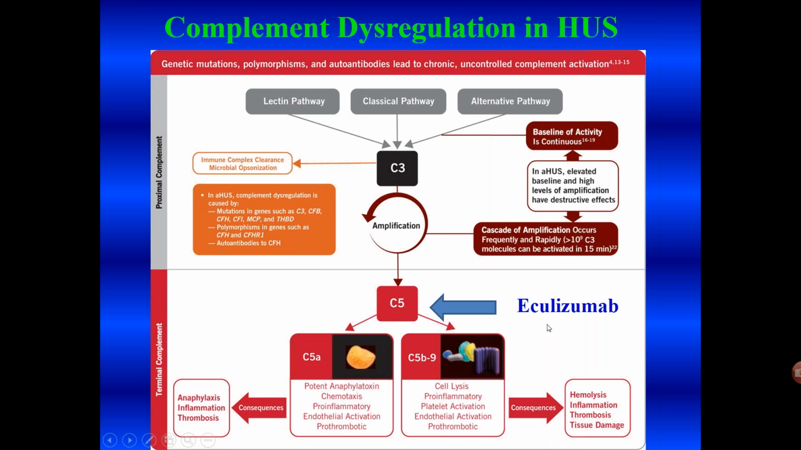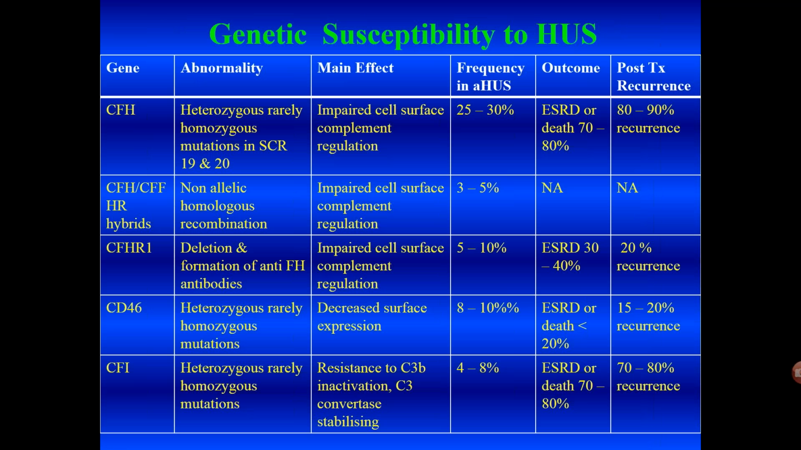Our understanding of the role of the complement pathway in this disorder has led to the design of a monoclonal antibody called Eculizumab, and I'll mention it as we come to the treatment, which inhibits the conversion of C5 to the membrane attack complex. So this is a good example of how understanding of the pathophysiology has led to the development of a specific drug which is active in this condition.